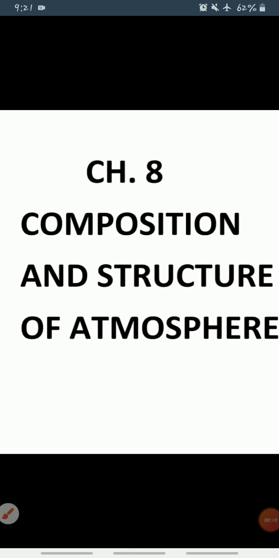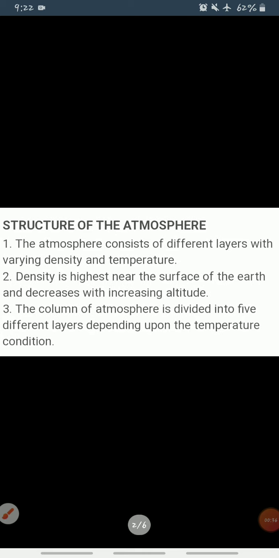As we know, Chapter 8, Composition and Structure of Atmosphere, is going on. In this chapter we have already discussed the composition of the atmosphere: the gases, water vapors, dust particles, and other types of gases also. And today we will discuss the structure of the atmosphere and its different layers with the help of a diagram. So let's start with some general points.